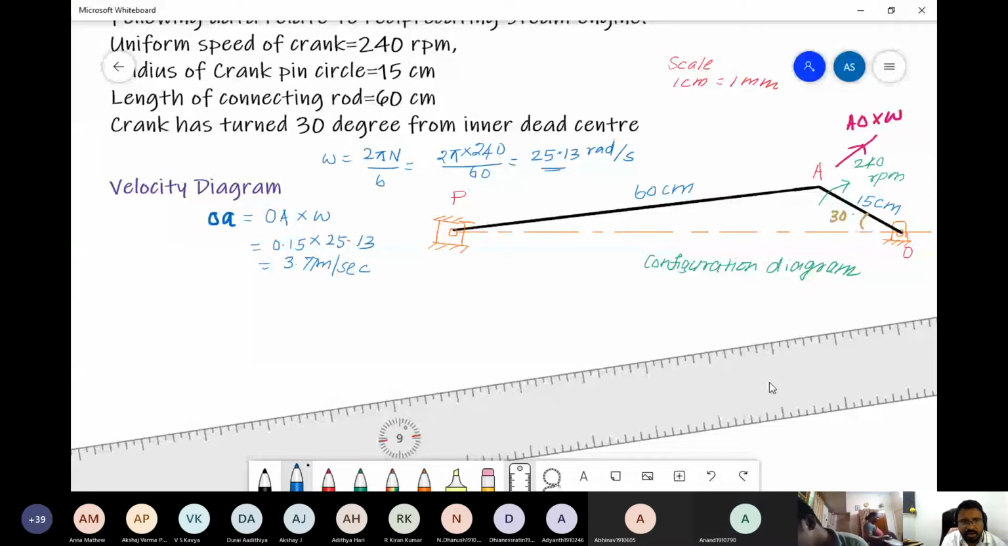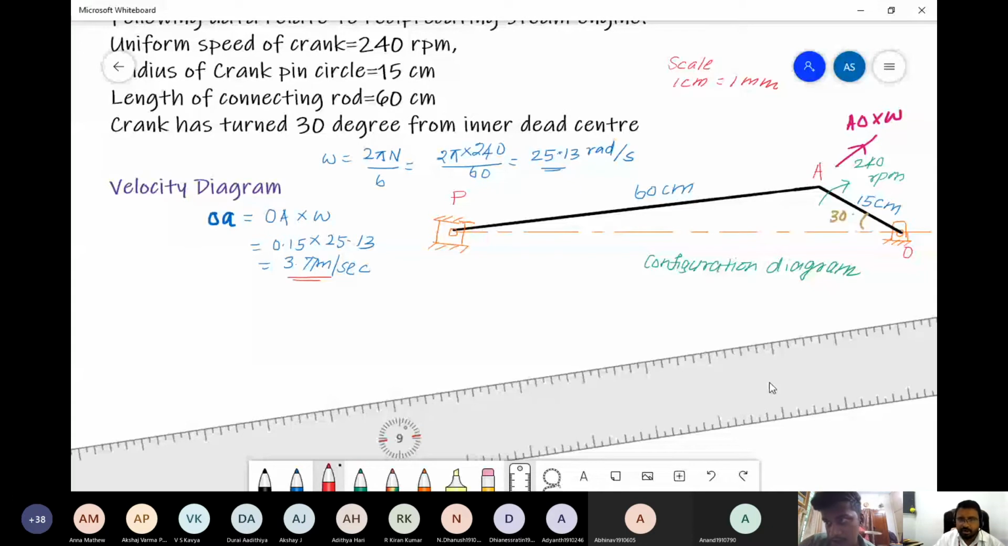OA is nothing but what? OA will be the VA vector, as I told. That is what you know. Now first we are going to draw the vector for OA. The velocity vector for OA is going to be perpendicular, and the magnitude, or the length, is going to be 3.77.